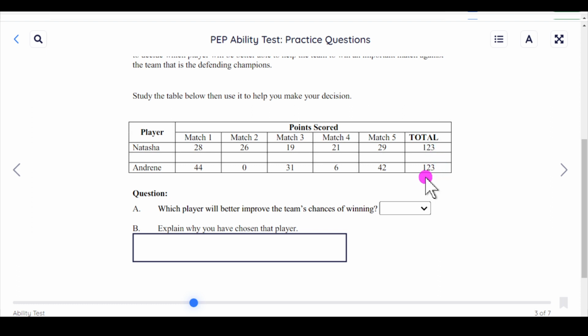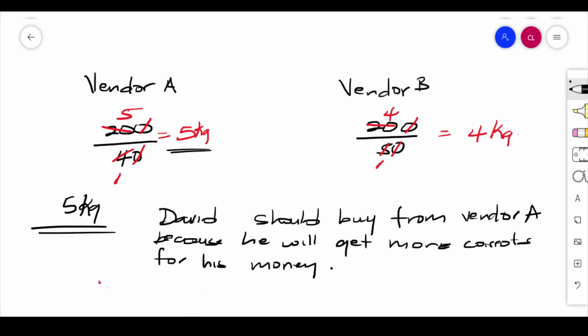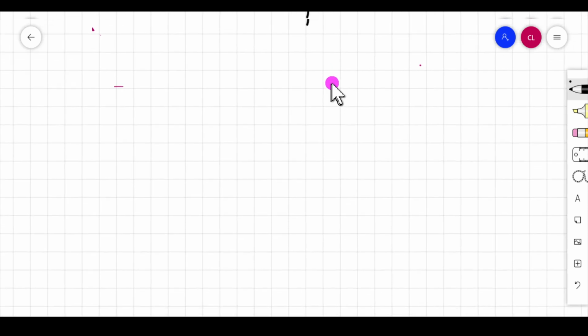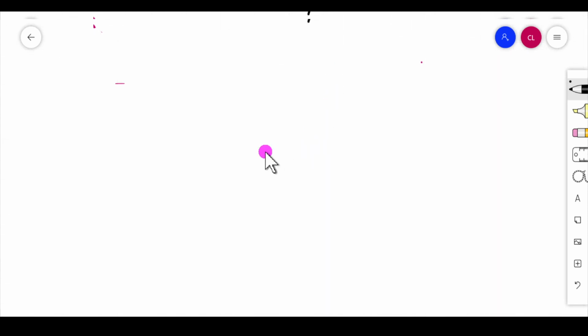So I can guess, if both of them scored the same total, how do we make the decision? Question A: which player will better improve the team's chances of winning? And explain why you have chosen that player. All right, so let's get back to the whiteboard and let's make some space here and start talking about this one.